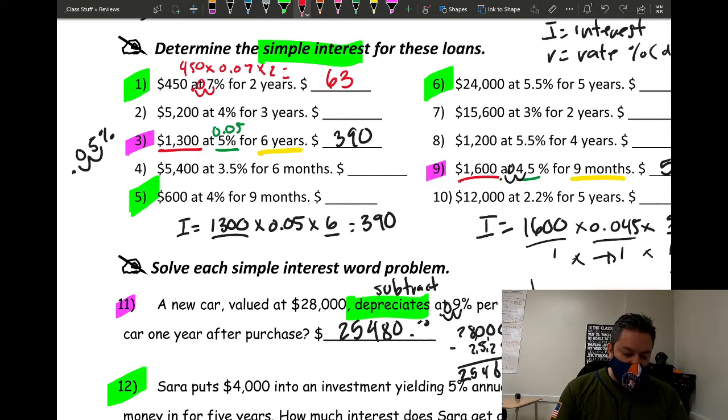All you have to do is multiply. Number 5, we have $600 at 4% for 9 months. So again, this is the principal, this is the rate, and this is the time. And notice, that's not years. We need to make it into a factor of years. So I'm going to write this on the side. So 9 months is out of 12 months. That's the fraction I'm going to use because 12 months is 1 year.